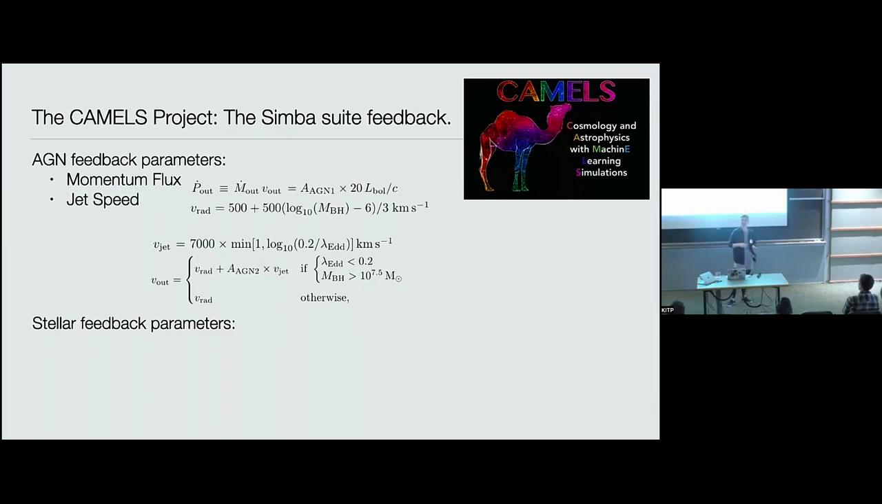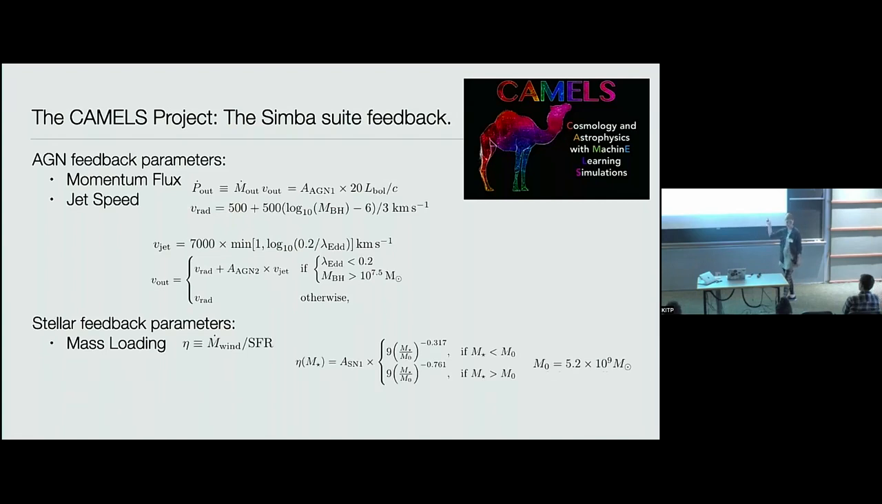This number can vary. We also look at stellar feedback parameters that are varied in CAMELS. We look at the mass loading factor, equations for mass loading, and we look at the wind speed. Again, I can come back to these. They're also in the CAMELS paper.